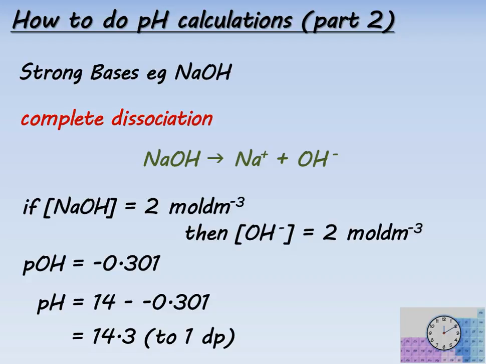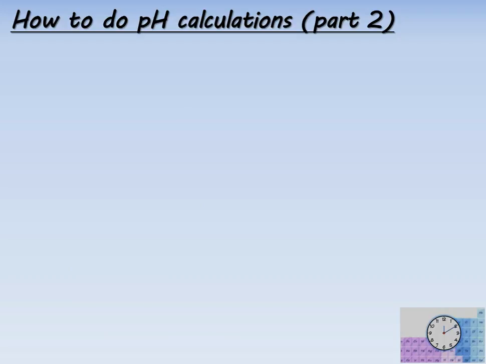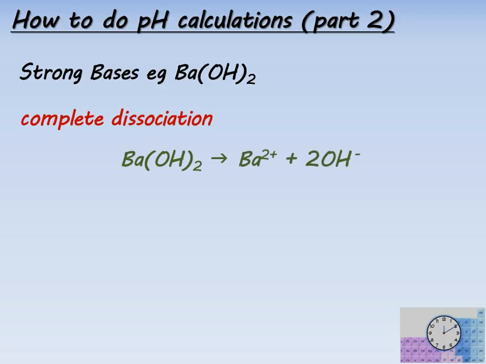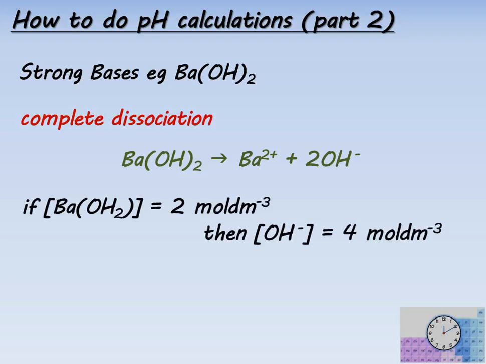When we were looking at strong acids, I was saying to be very careful to remember that some acids are diprotic and would release 2 H pluses for each acid molecule that dissociates. And a similar case can take place in strong bases. If we take barium hydroxide, of course when that undergoes complete dissociation, 1 mole of barium hydroxide will produce 2 moles of hydroxide ions. Consequently then, if the concentration of barium hydroxide is 2 moles per dm cubed, then the concentration of hydroxide ions is 4 moles per dm cubed.